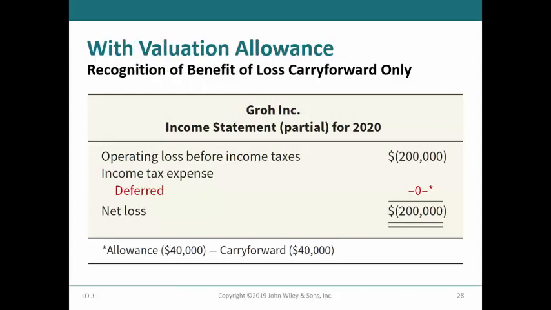There would be no deferred tax benefit shown on the income statement if Grow recorded the valuation allowance as illustrated in the previous slide. The net operating loss before income taxes and after would be the same, $200,000.